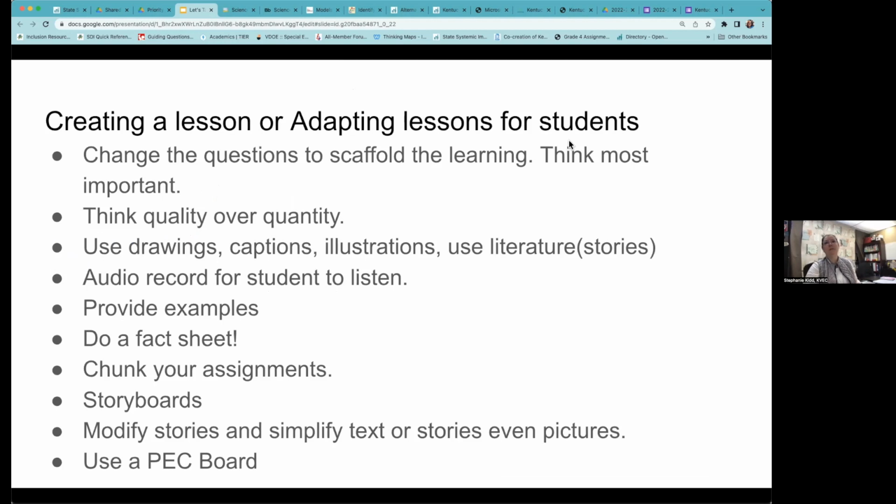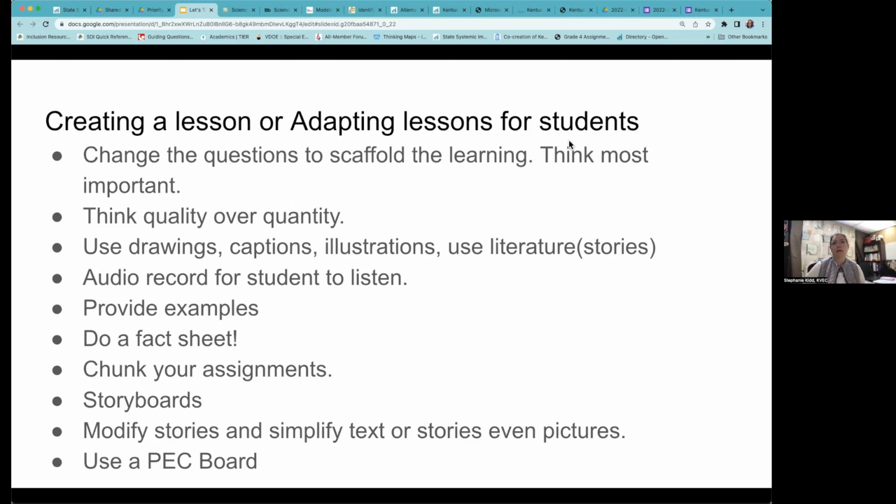If I'm going to adapt a lesson for our students, especially my students, I think about how I can change the questions. How can I get them to think about the most important parts? And then I also want to think about quality over quantity. In many cases, I need to be short and simple, right? I need to get the most bang for my buck in 5 minutes at the most. So I need to think in bursts. And so how do I chunk my material?